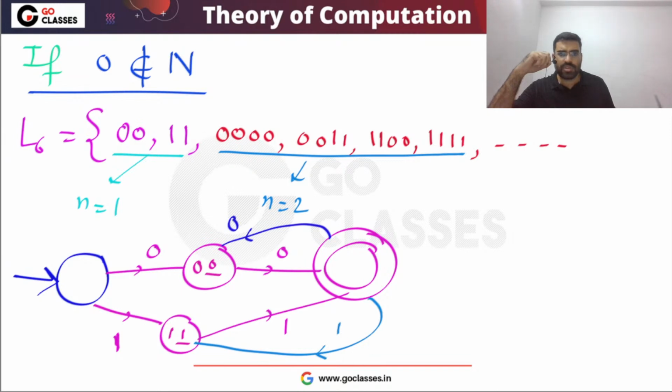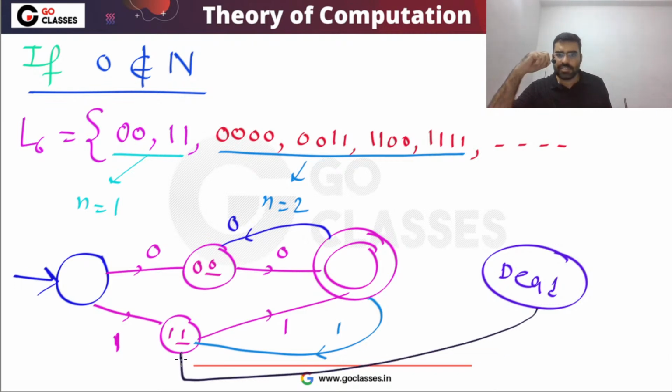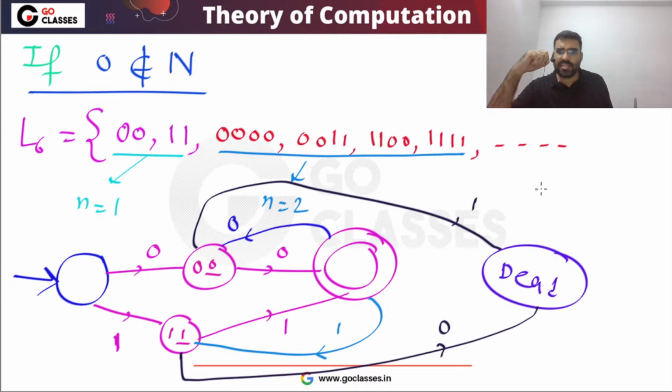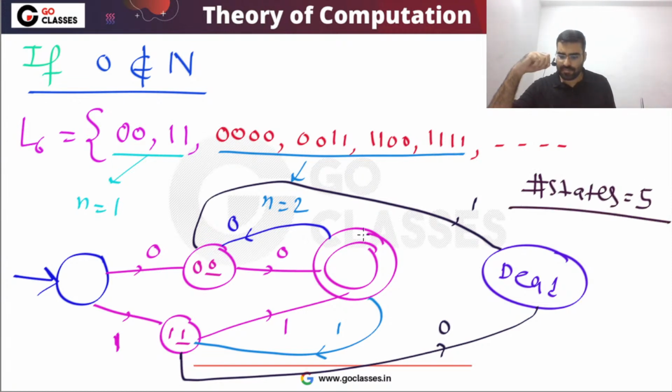And there will be a dead state. We will also have a dead state, because in this state, if 0 comes, you will go to dead state, and in this state, if 1 comes, you will go to dead state. So in this situation, if you assume the empty string is not in the language, then the number of states will be 5.